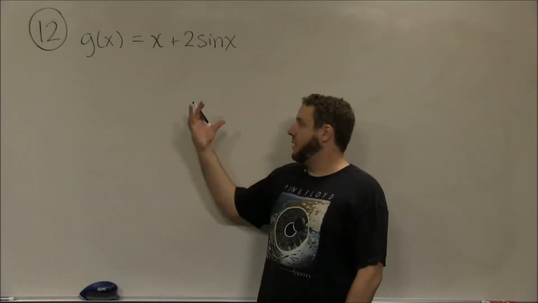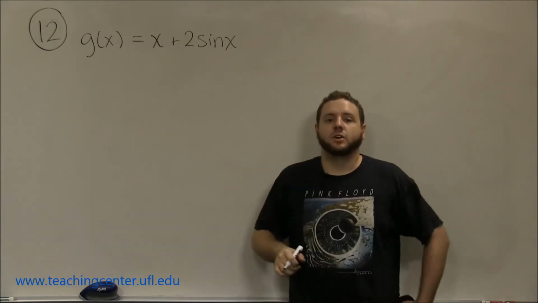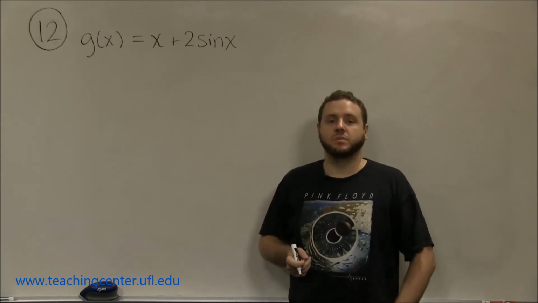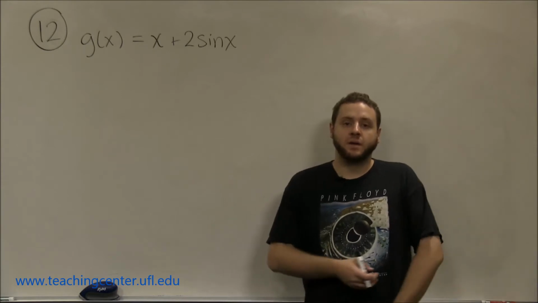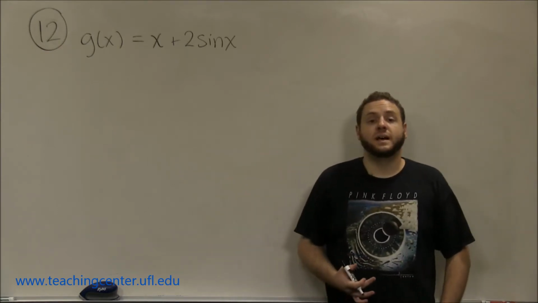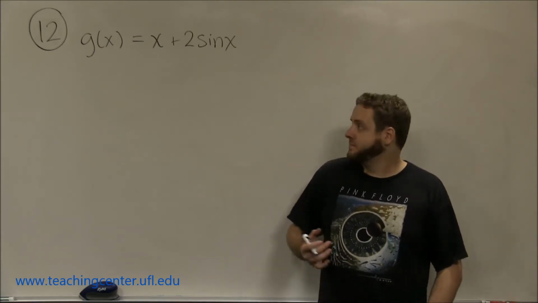All right, number 12, we have a function here, g of x equals x plus 2 sine x. And our objective here is to figure out where this has horizontal tangent lines. So remember that a horizontal tangent line is a tangent line that has slope 0. And remember that the slope of your tangent line is determined by the derivative. So this is asking you, where is the derivative of this function equal to 0?